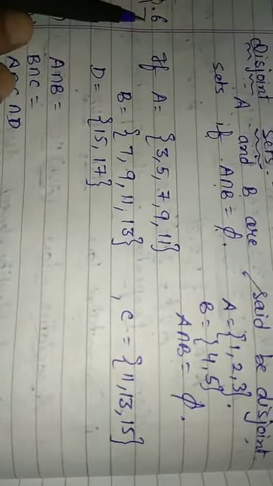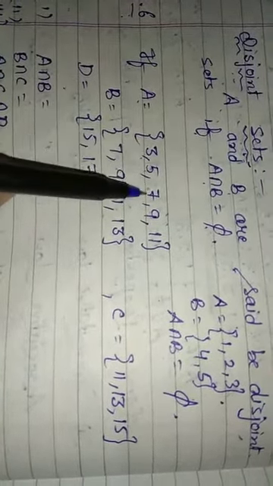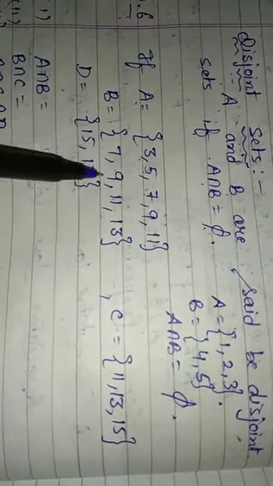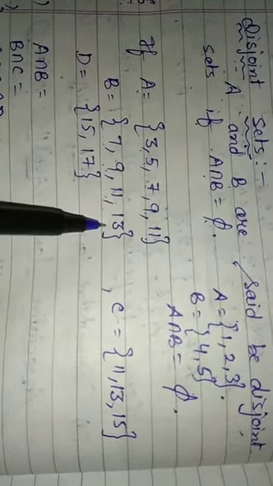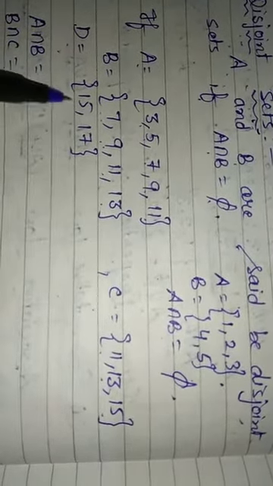Okay. Now I am taking question number 6 of exercise 1.4. A set has elements 3, 5, 7, 9, 11 and B set elements are 7, 9, 11, 13. C set has elements 11, 13, 15 and D set has elements 15 and 17. These four sets are given and we have to find some cases.